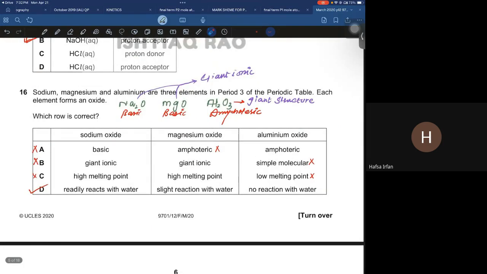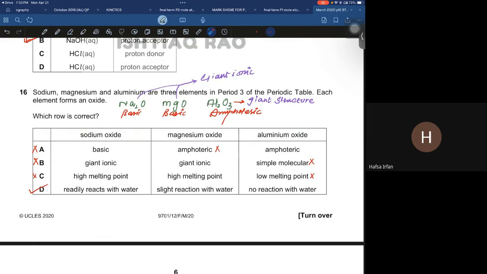Question 16. Sodium, magnesium, and aluminum are three elements in period 3 of the periodic table. Each element forms an oxide. Which row is correct? Sodium oxide is a metal oxide, so it is basic, of course. Then they are saying magnesium oxide is amphoteric. No, it's also a basic oxide. So option A is incorrect.